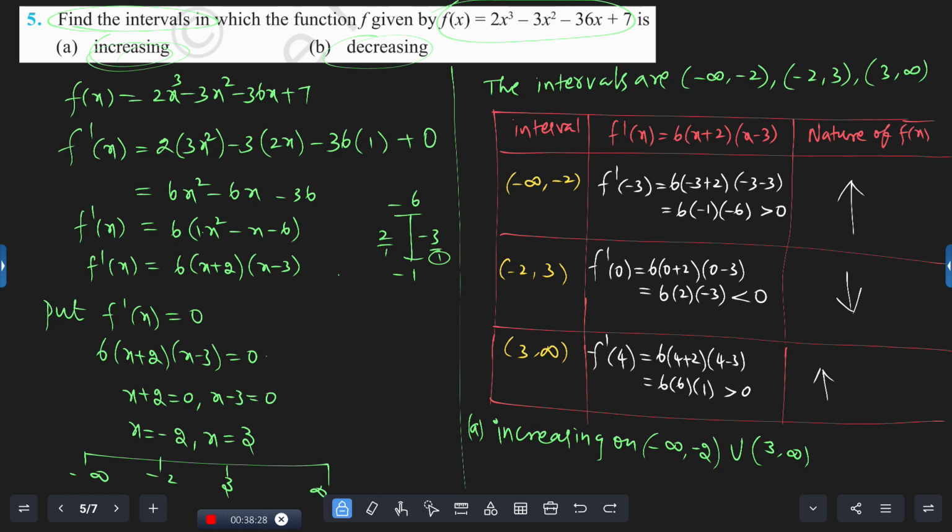Understand? Next, the B question. B means decreasing. Where do we have decreasing? I'm taking A and B from the question. So B is decreasing on the interval minus 2, 3. That's it. I told you, you can give union or 'and'. Understand? Right.